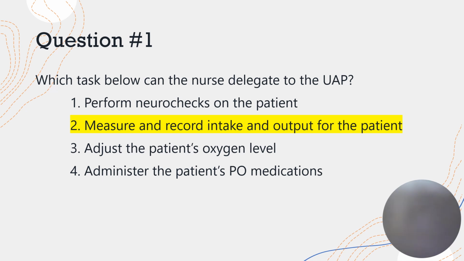All right, question number 1. Which task below can the nurse delegate to the UAP? Perform neurochecks on the patient, measure and record intake and output for the patient, adjust the patient's oxygen level, or administer the patient's PM medications.